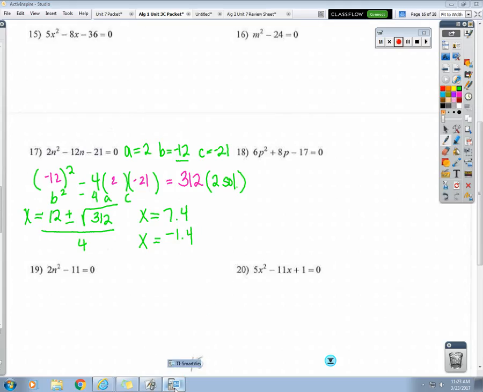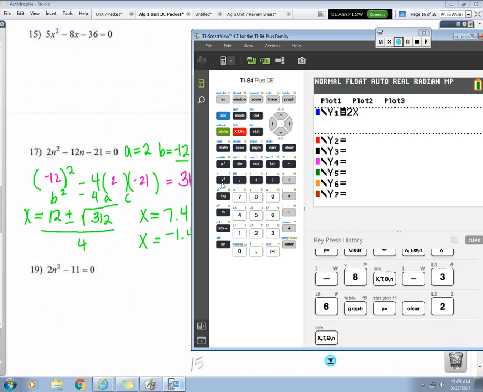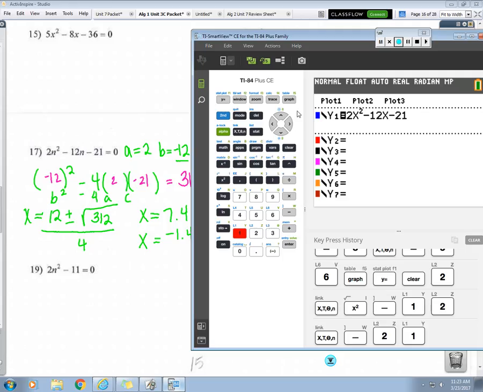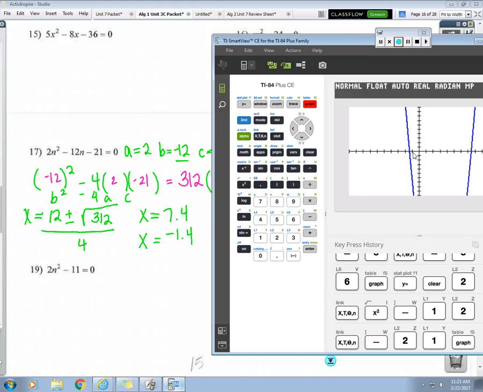Okay, and now I'm going to graph it to make sure y'all are right. Y equals 2n squared minus 12n minus 21. It looks a little past negative 1, which would be the negative 1.4, and that looks past 7, between 7 and 8, which would be the 7.4.